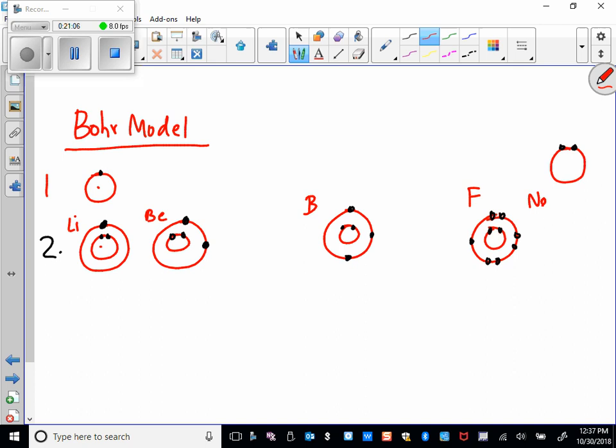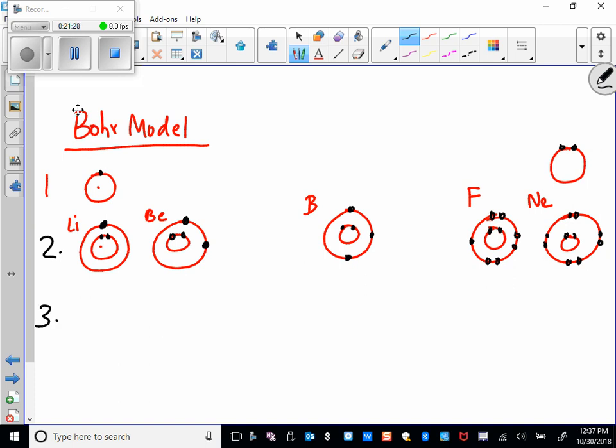After that, it is neon, and neon is also in the second ring. It's 2 rings because it's in the second energy level, 2 in the first, but now it is 10, so it's going to be 8 in the outermost ring. Is that right? I'm going to repeat this for sodium.